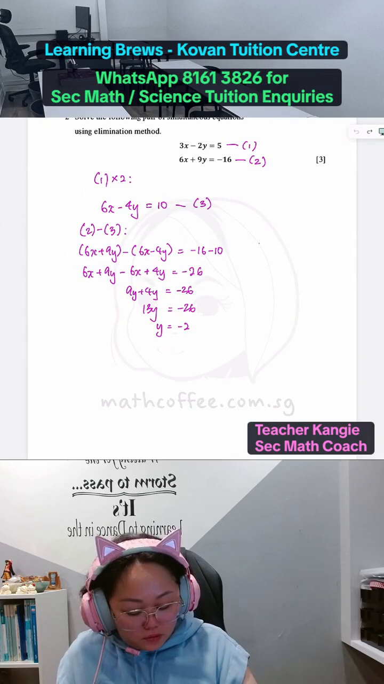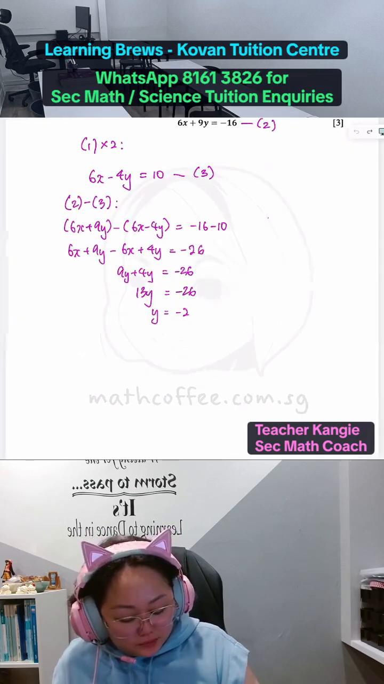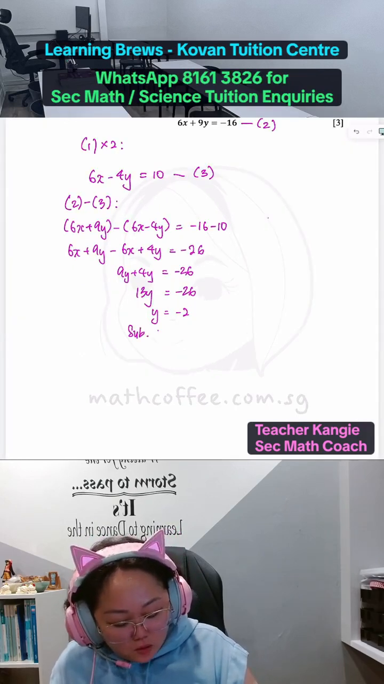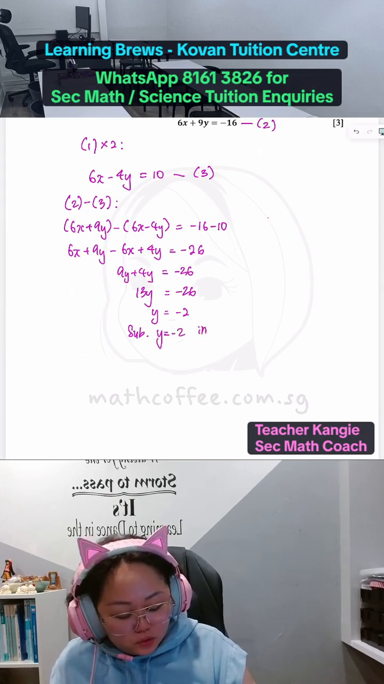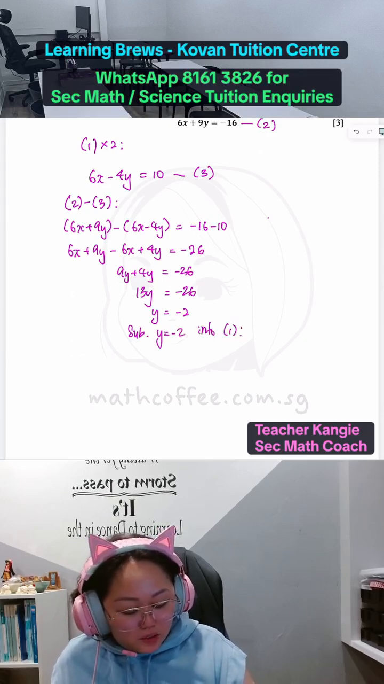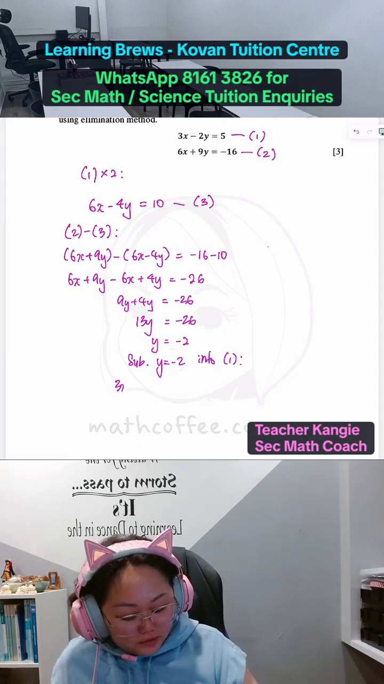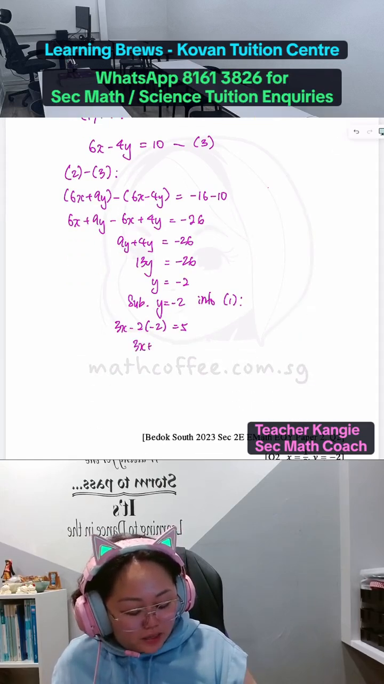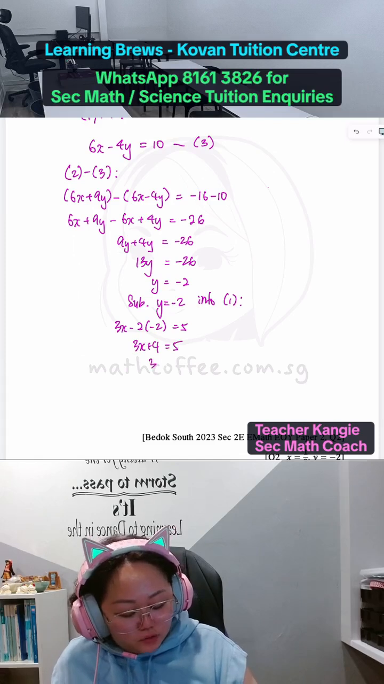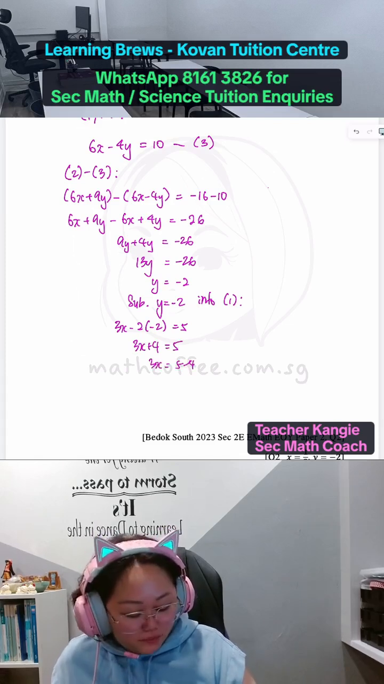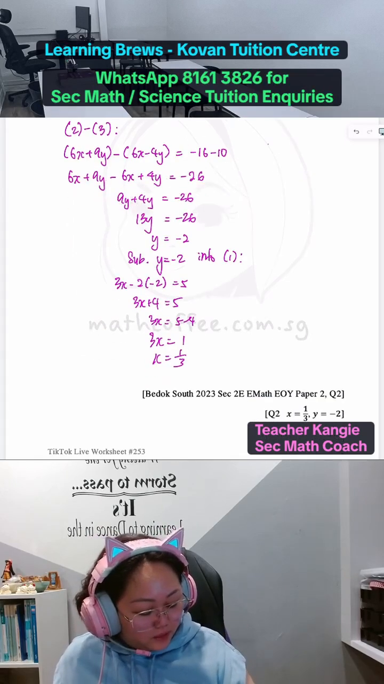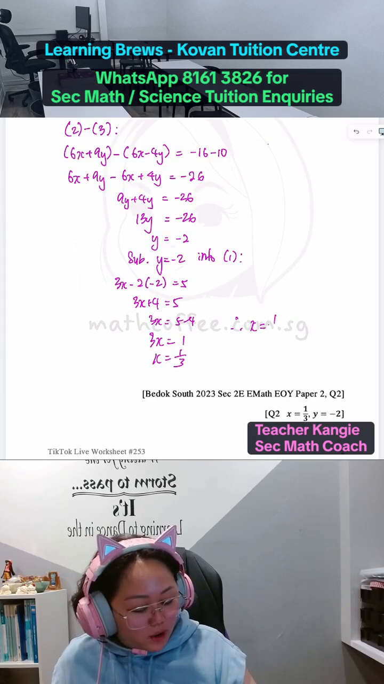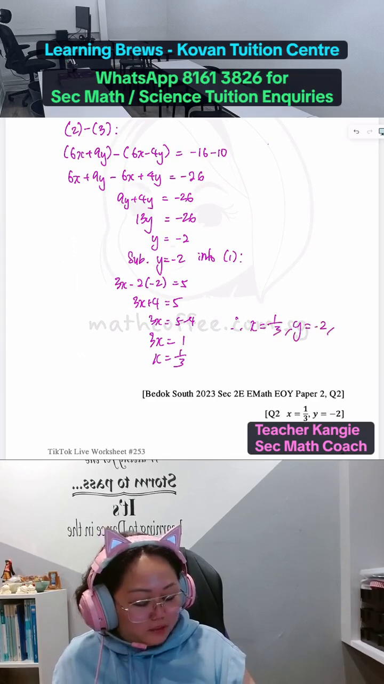So we will say substitute y equals minus 2 into equation 1. So now it will be 3x minus 2y equals 5. So 3x plus 4 equals 5. 3x equals 5 minus 4. 3x equals 1. x equals 1/3. Therefore, our x is equal to 1/3. Our y is equal to negative 2. Done.